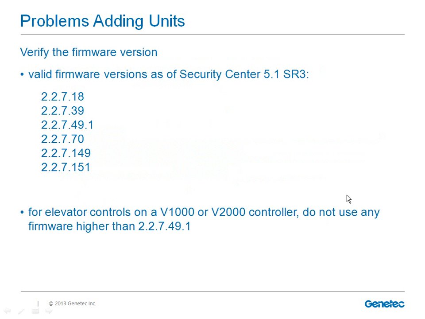We're also going to need to check the firmware version on the unit from its web page to make sure it's one of the supported versions by Security Center. Here's a list of currently supported firmware for Security Center 5.1 SR3. Now, please note that if you're using a V1000 or V2000 controller for an elevator, you shouldn't use any firmware version higher than 2.2.7.49.1. This one right here.